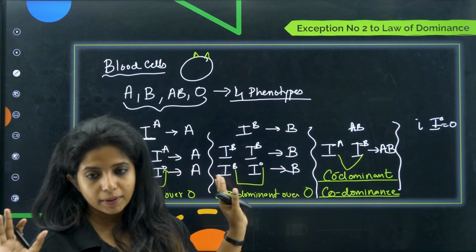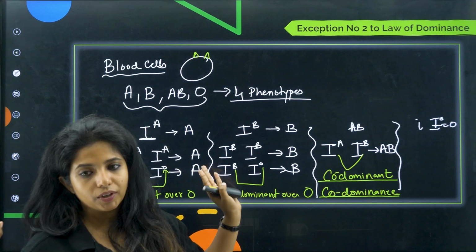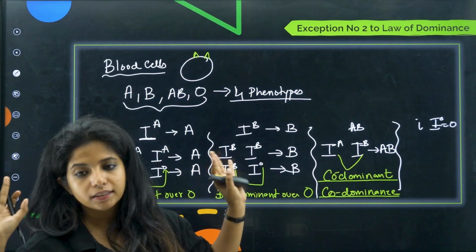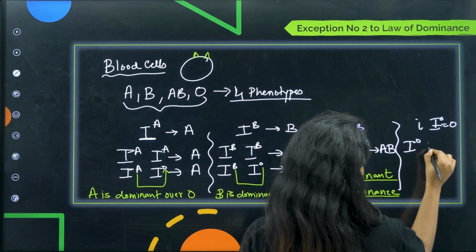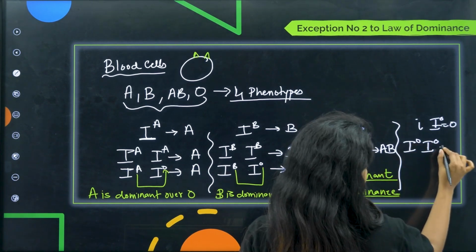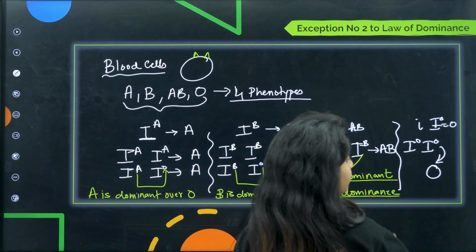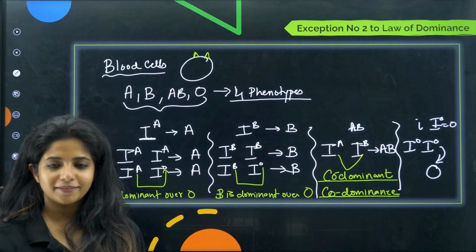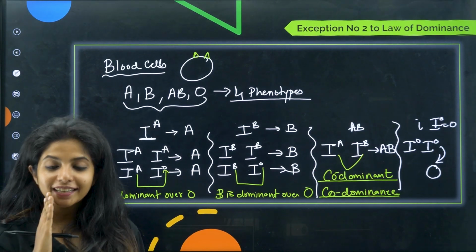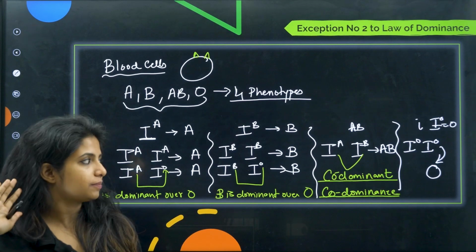So, for O to be present, you understood O is a recessive trait. O is what, children? A recessive allele. So, you understood one thing: from both the parents, you have to get O. That's when your blood group will be O. Otherwise, it cannot be possible, children.